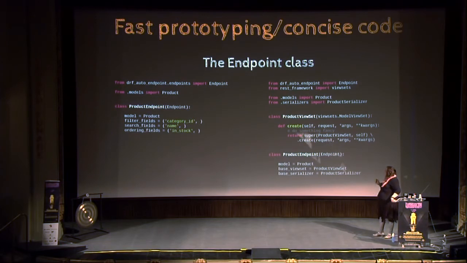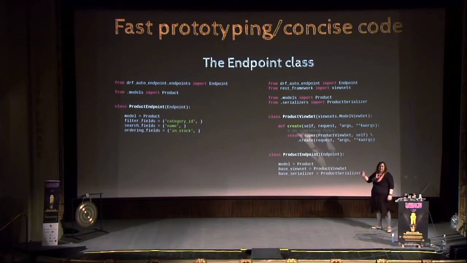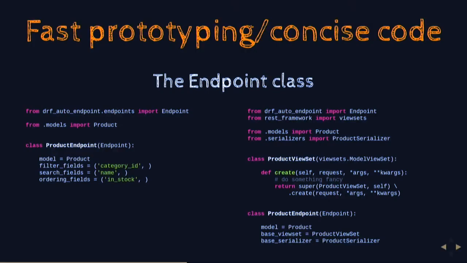Since you told it that the model for this endpoint is a product, when it's going to load the view set, it's going to look into the view set and see, oh, I don't have a query set, so since we're using the product model, the query set is going to be Product.objects.all. Same thing with the serializer. You can use a base serializer, and the schema adapter is going to fill in the blanks for you.